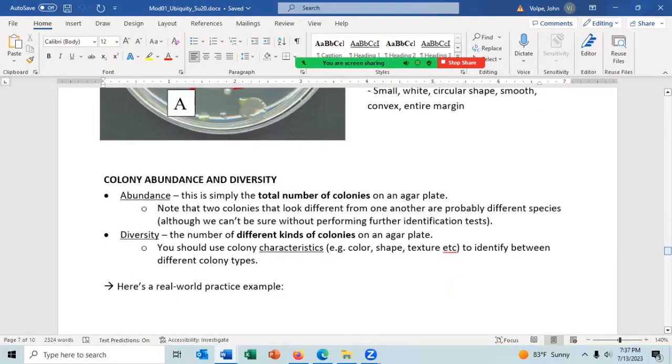All right, when we're talking about colonies, it's important to understand two terms, and that is abundance and diversity. The abundance is simply the total number of colonies on the plate. So if two colonies look different from one another, they're probably different species, although you can't be entirely sure without doing further testing. But it doesn't matter because different species still give rise to the colony abundance.